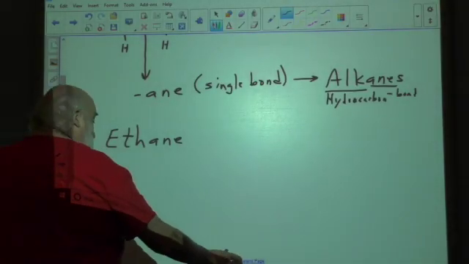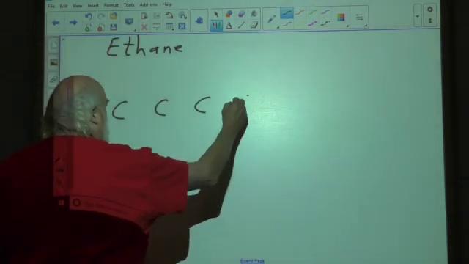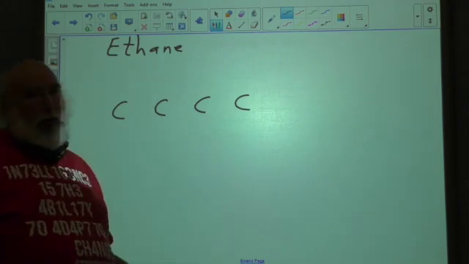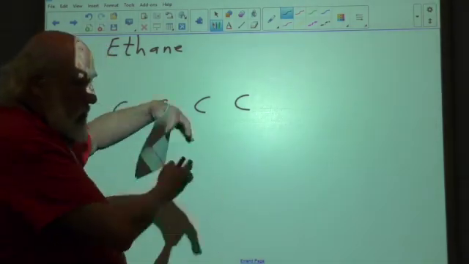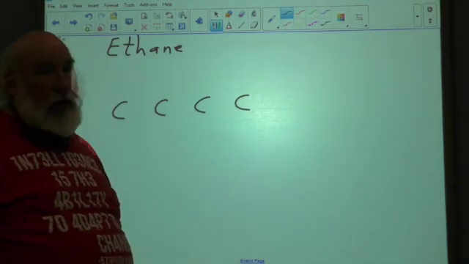Okay? Now, let's suppose we have a 4-carbon compound. 1, 2, 3, 4. And when I say 4 carbons, I mean 4 carbons in a row. Not doubled around and bonded to each other and all that stuff. We'll get into that again next chapter.